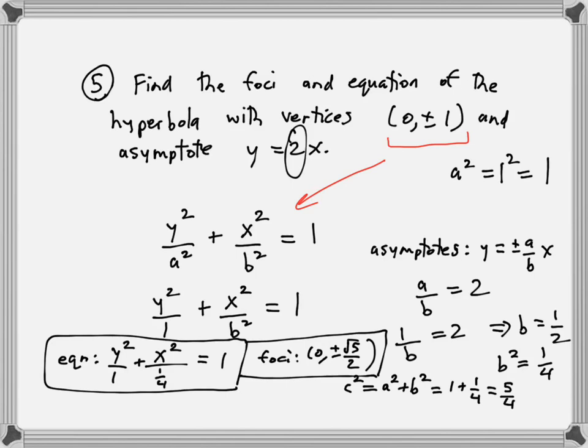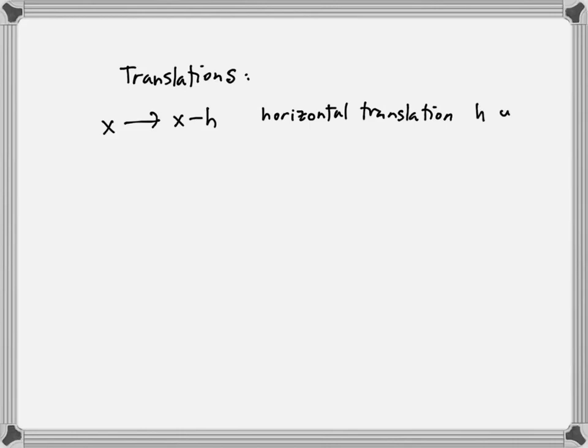The last concept I need to talk about, I know this is a long video, but the last thing I want to talk about are translations. Every single thing that we wrote down can be translated, right? So let me just remind you guys that when you take x and you translate it to x minus h, this is called a horizontal translation of h units. So if h is positive, we move to the right, and if h is negative, we move to the left.